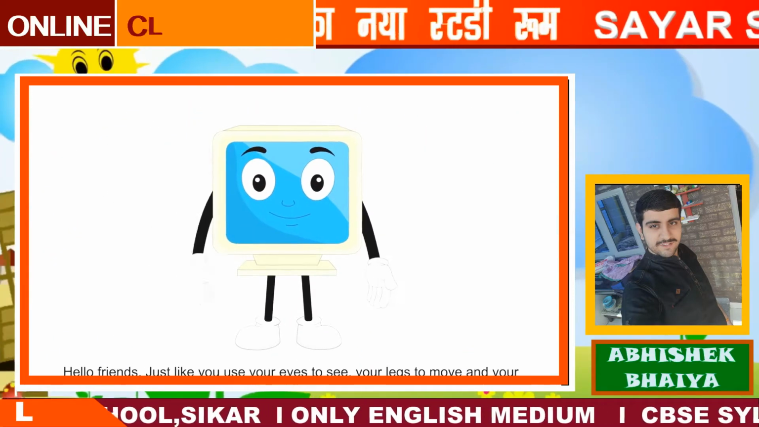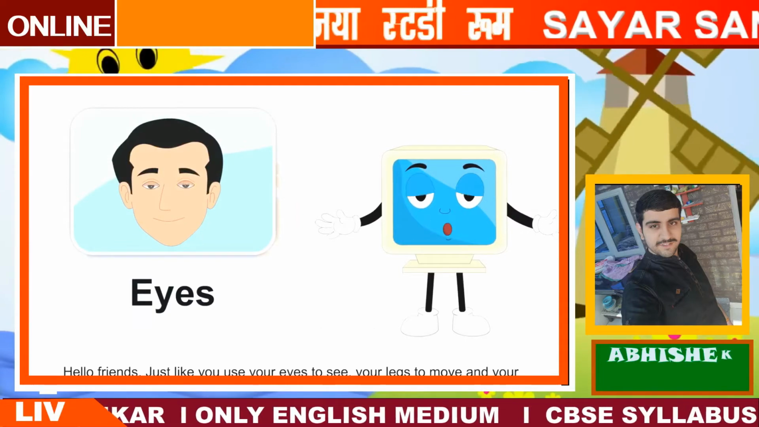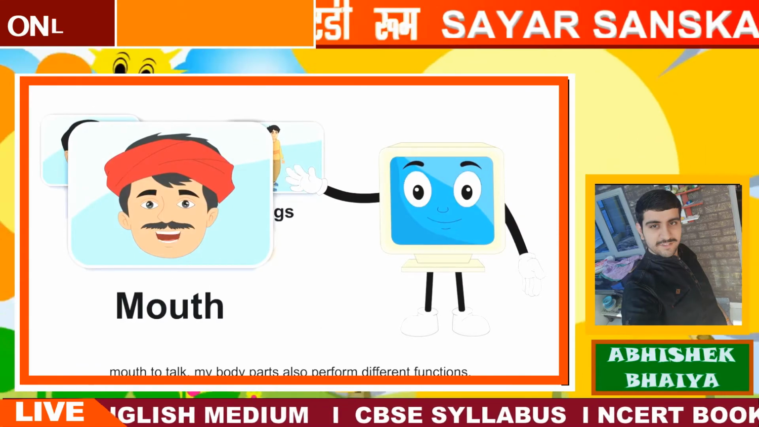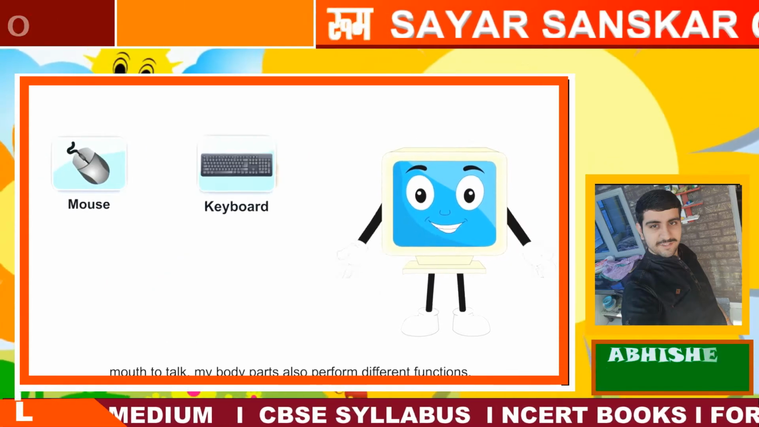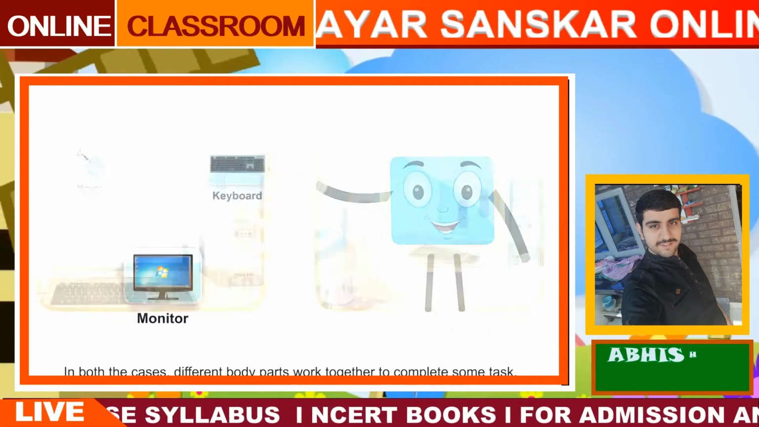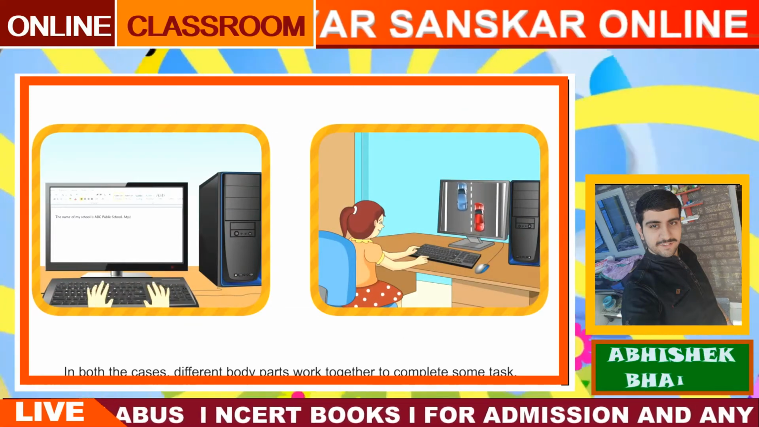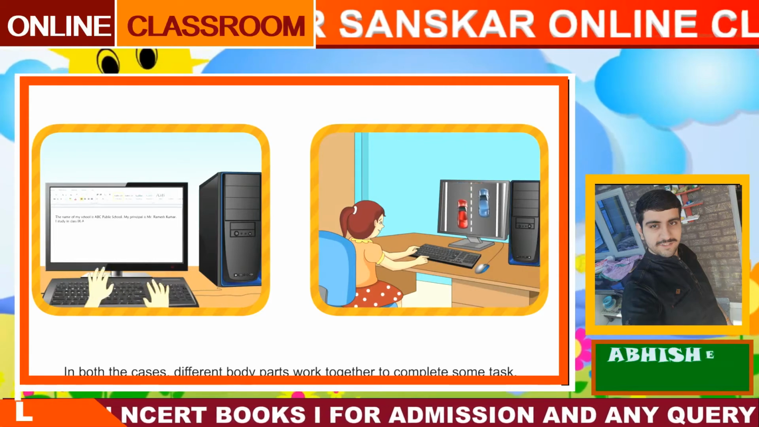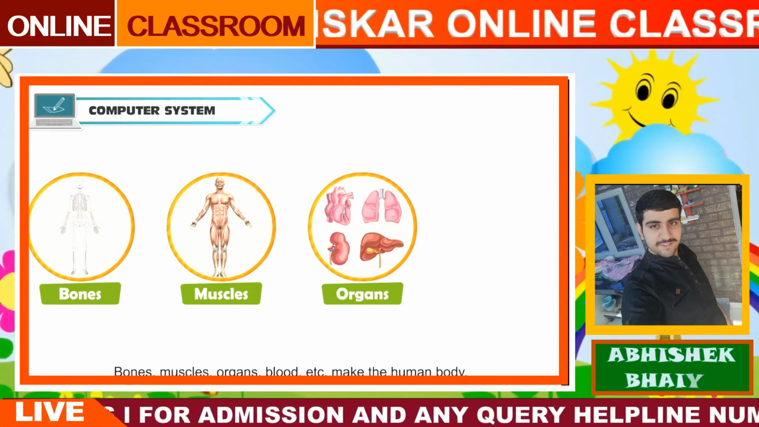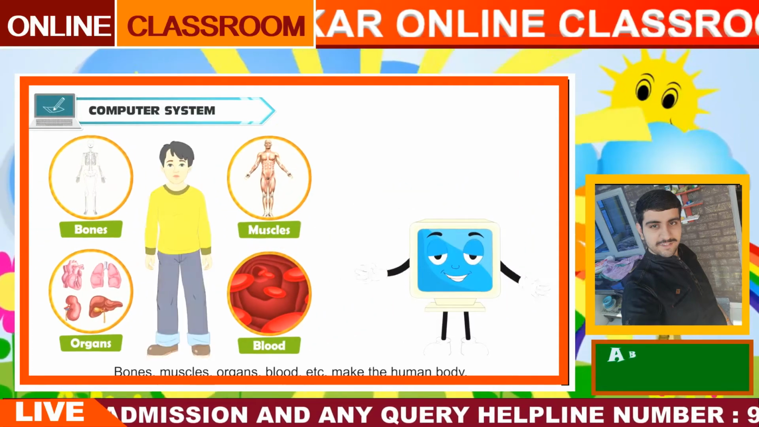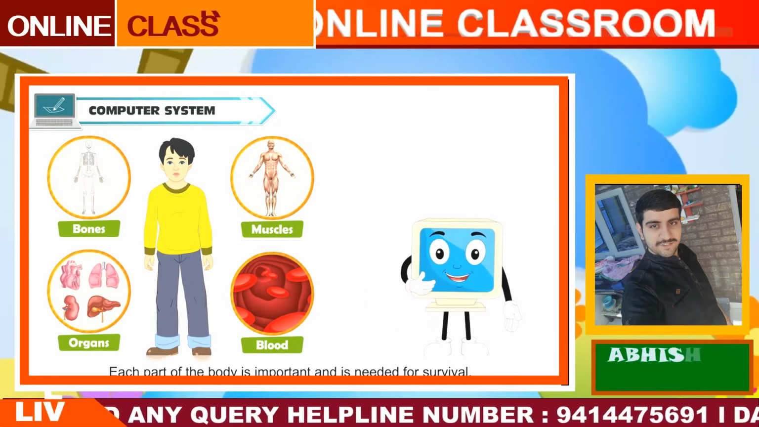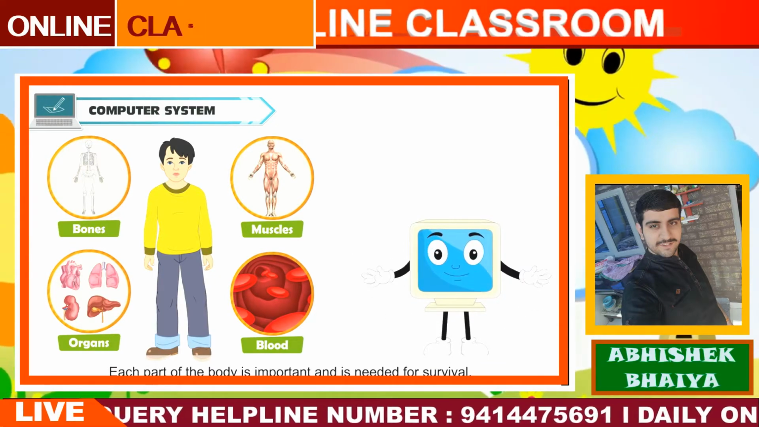Hello friends! Just like you use your eyes to see, your legs to move and your mouth to talk, my body parts also perform different functions. In both the cases, different body parts work together to complete some task. Bones, muscles, organs, blood, etc. make the human body. Each part of the body is important and is needed for survival.